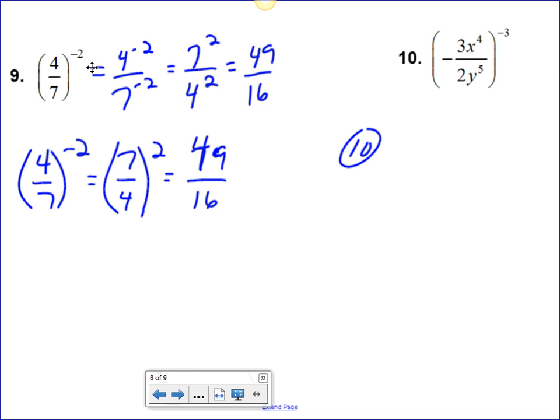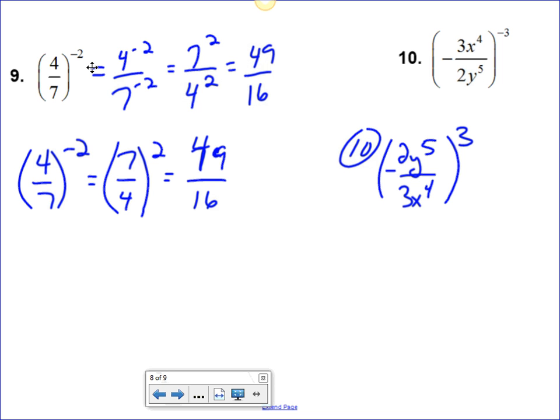Okay, so if we look at number 10, a couple ways you can look at it. Again, you can flip it right away. So that would be a negative still, 2y to the fifth on top now, and 3x to the fourth on the bottom. And then that's all to the positive 3 power.